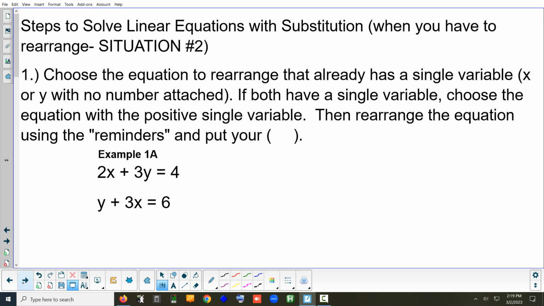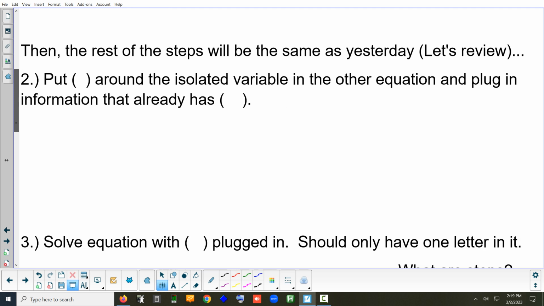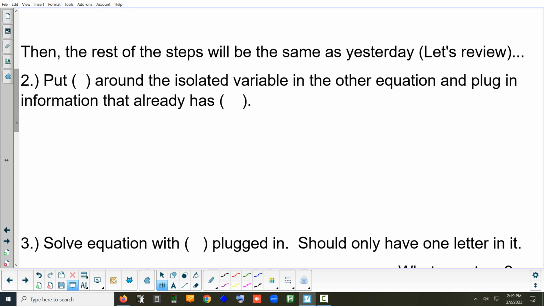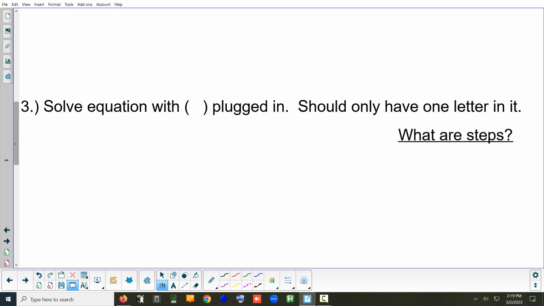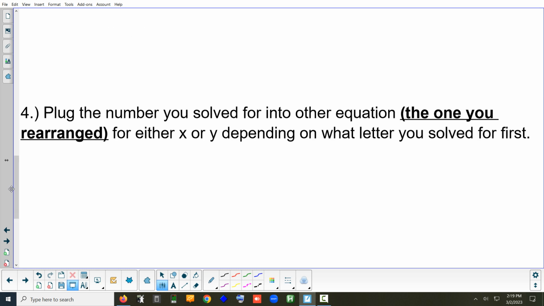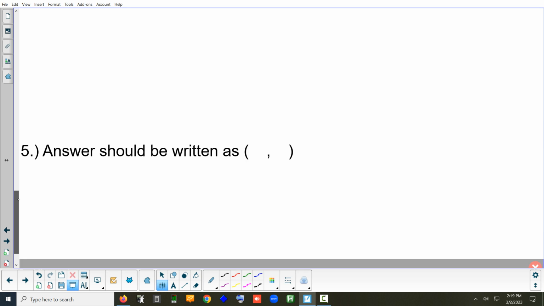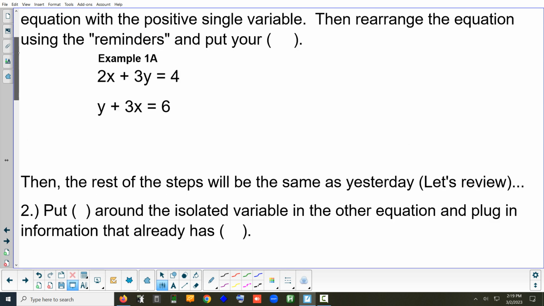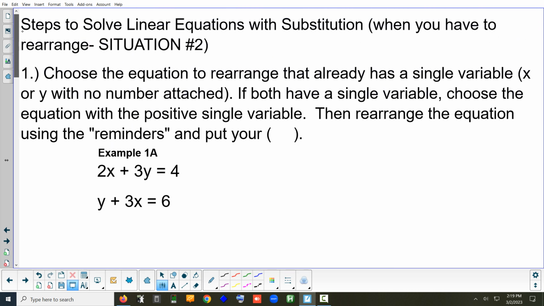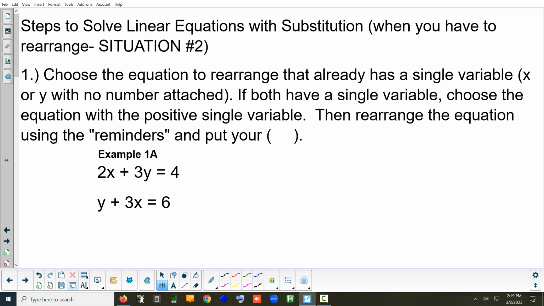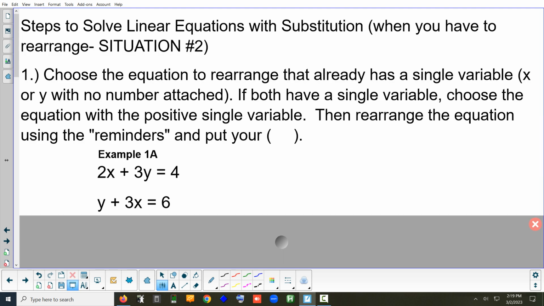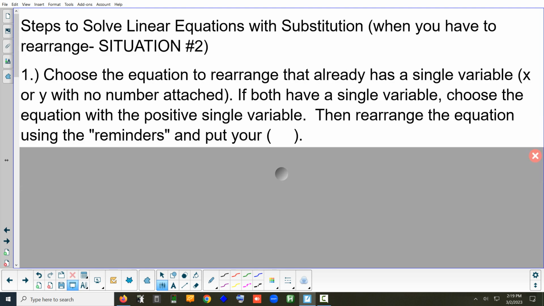All right. Let me just look at the steps. So step 2, the rest of the steps are going to be the same as yesterday. Put parentheses, plug in again, and then write your final answer. So I think there's only one step here that's different. The only step that I'm going to have you write down is step 1.